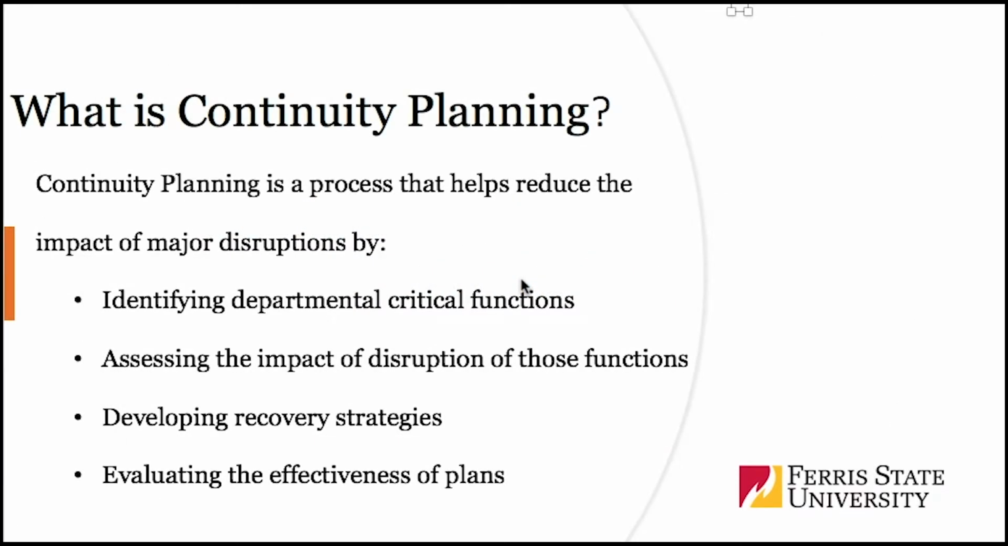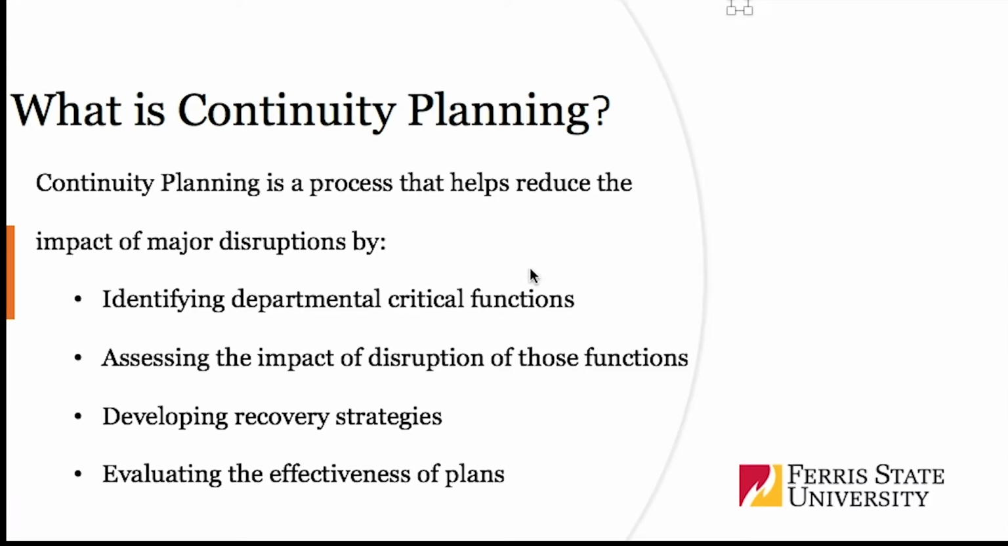So let's start with the definition of continuity planning. It is a process or an act of planning that will help the university and your department reduce the impact of potential major disruptions, such as natural disasters, a pandemic, a loss of power, or many other disruptions. And the process does this by identifying critical functions, which are tasks that you perform regularly, but without which your department and the university could be at risk.